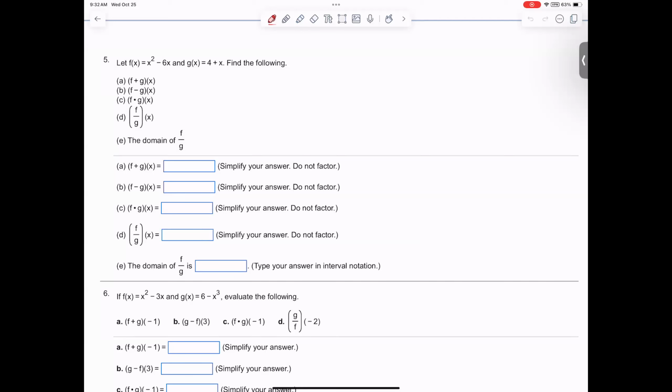We've got a function f of x equals x squared minus 6x, and g of x equals 4 plus x. And the first thing we're going to do is combine them by adding them. We're going to find the sum function. And to find the sum function, we literally add the two functions together. And this is why in this review class earlier, we reviewed adding algebraic expressions together, because you are going to be asked to combine like terms.